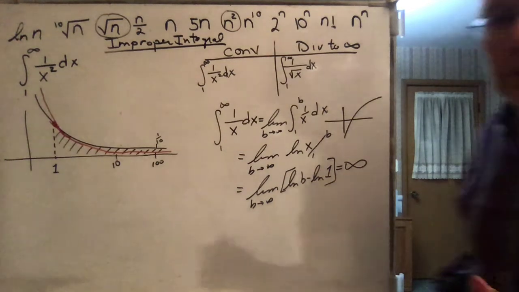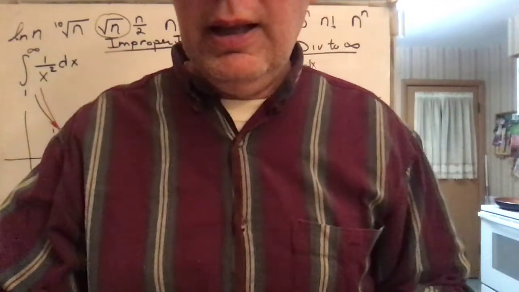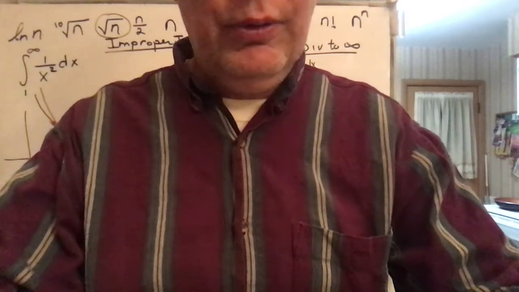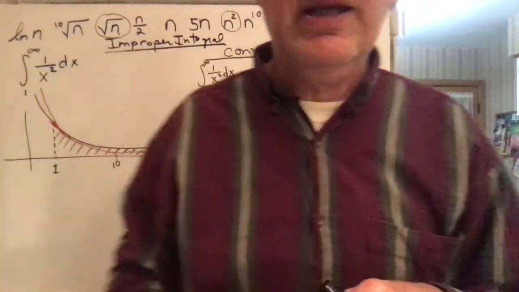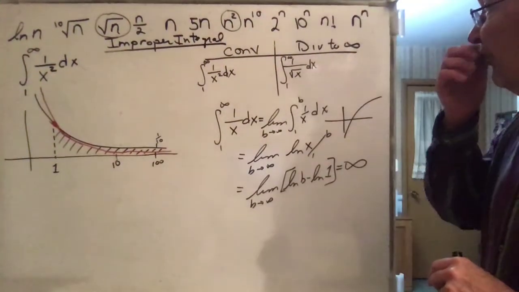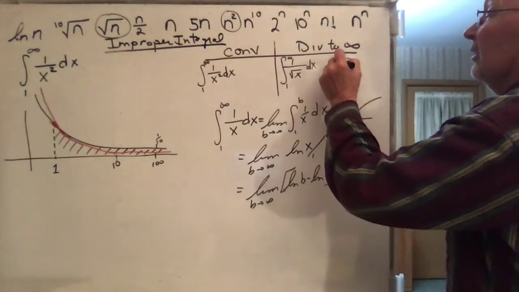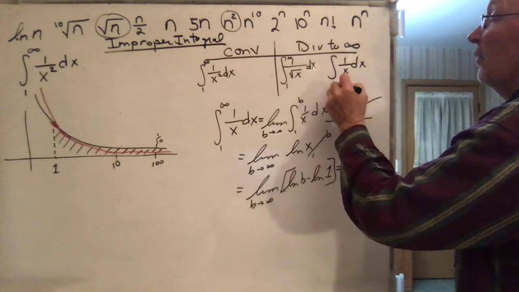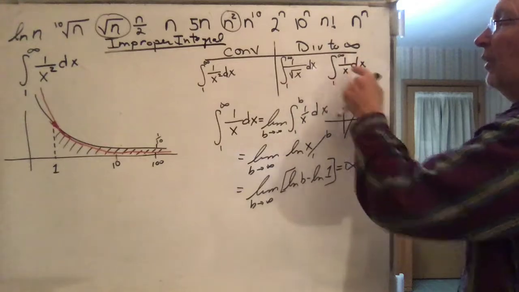So, a couple things here. Lots of important stuff. I'm going to make sure my computer is still recording me here. Yep, okay. First thing is we want to put it in here. 1 over x dx from 1 to infinity, that's one that diverges.